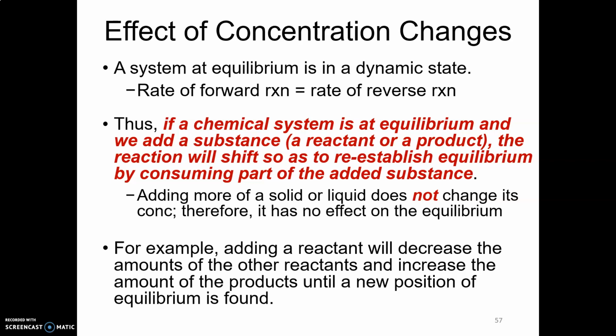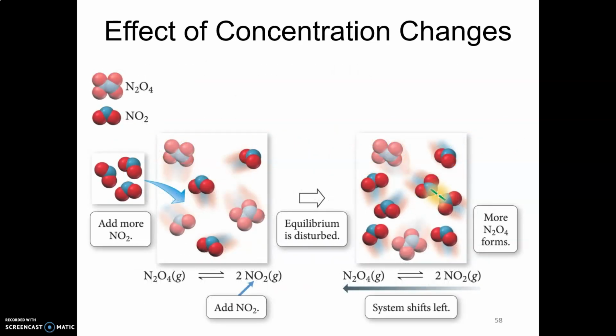that's going to decrease slightly the amounts of the other reactants so that we can create more products and find the new position. So here's a pictorial example of what we're talking about. If we add more NO2, which in this case is a product, it's going to shift to generate more N2O4. So those NO2s are going to react together and generate more N2O4.